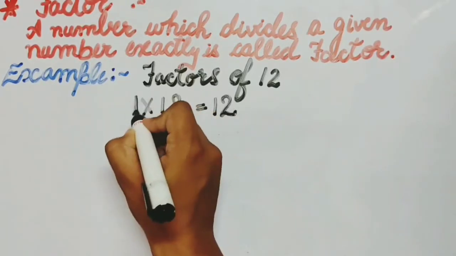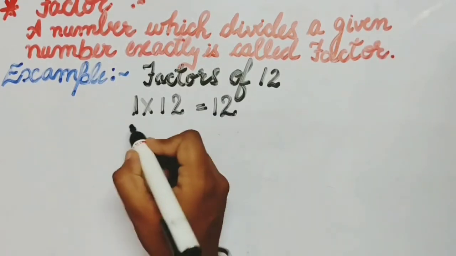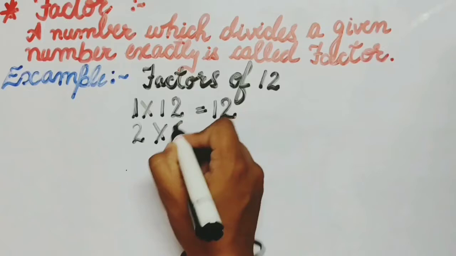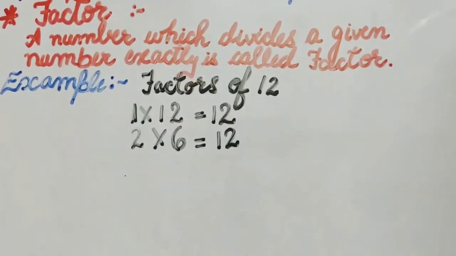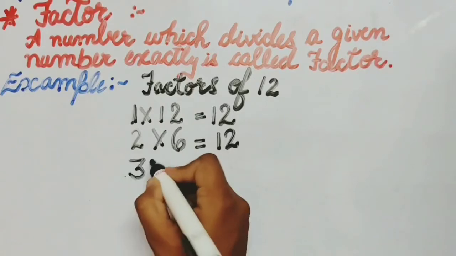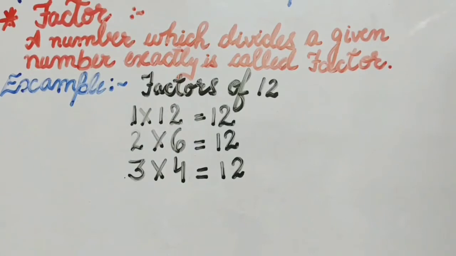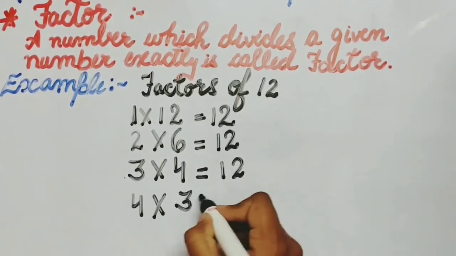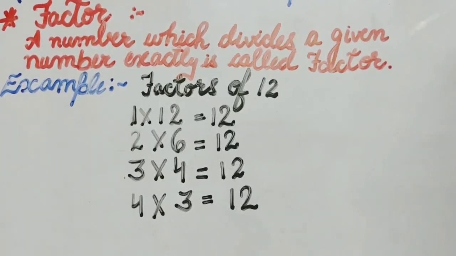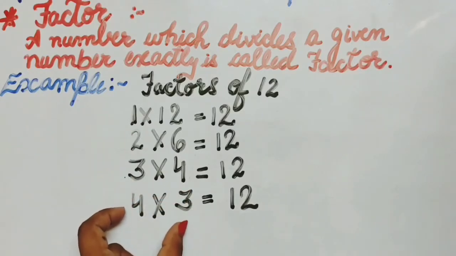Now come to the table of 2. In the table of 2, does 12 come? Yes. 2 6s are 12. Now come to the table of 3. 3 4s are 12. Now come to the table of 4. 4 3s are 12. Students, see here, it starts repeating: 3 into 4 and 4 into 3.